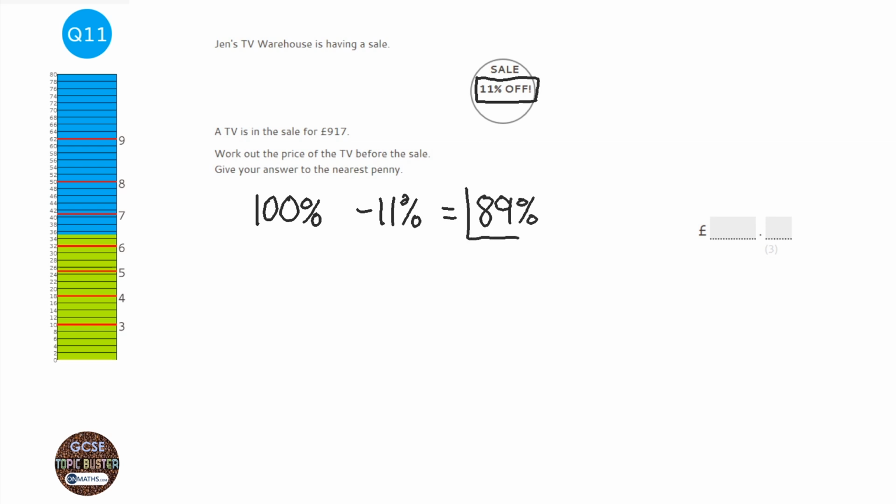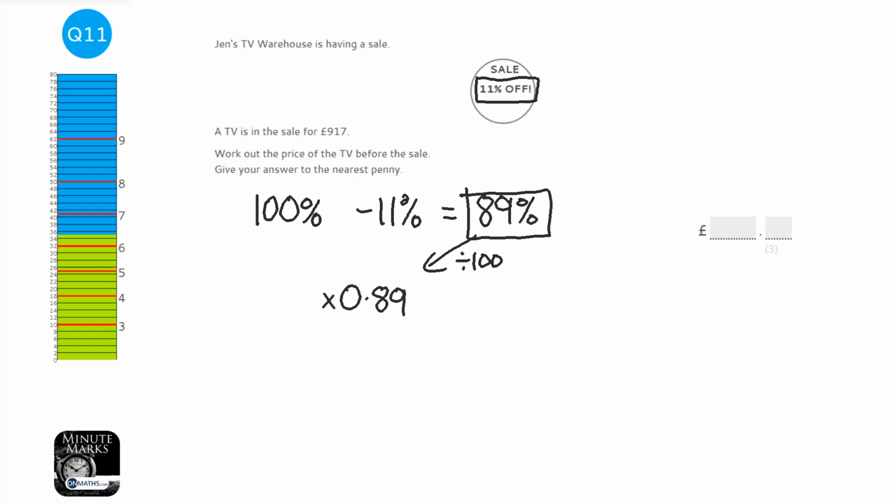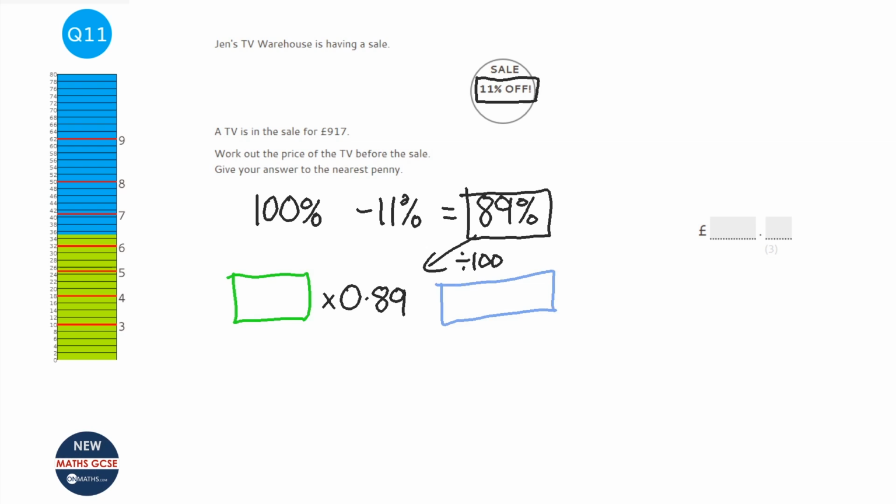Now 89% is not a multiplier yet. All you need to do is divide it by 100 to make it a decimal. So in your calculator or in your head, divide it by 100 and you get 0.89. And that's a multiplier because all we need to do is put any number in here, we times it by 0.89, and it gives us what the new number is with 11% taken off. But the difference with this question is we're not working this way, we're working this way.